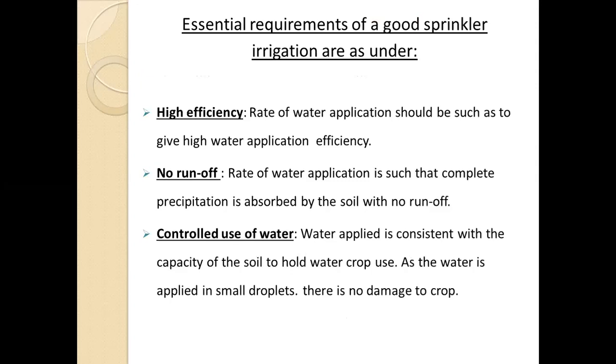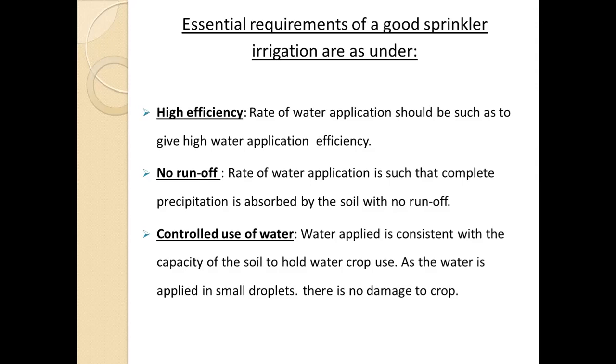So what are the essential requirements of good sprinkler irrigation? First one is high efficiency. The rate of water application should be such as to give high water application efficiency. There is no runoff. The rate of water application is such that the complete precipitation is absorbed by the soil with no runoff. Controlled use of water: water applied is consistent with the capacity of the soil to hold the water for crop use.